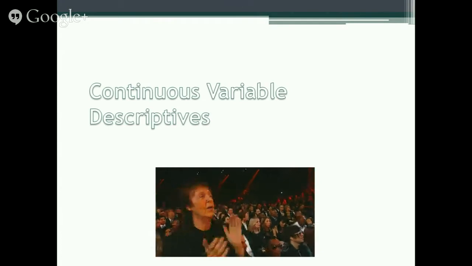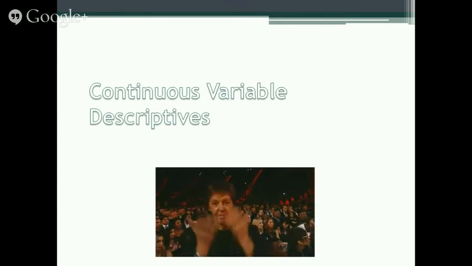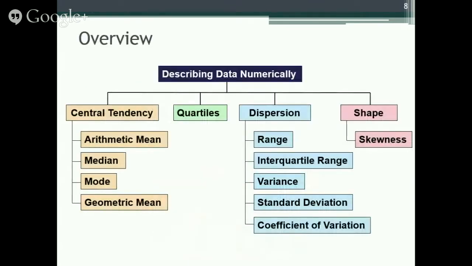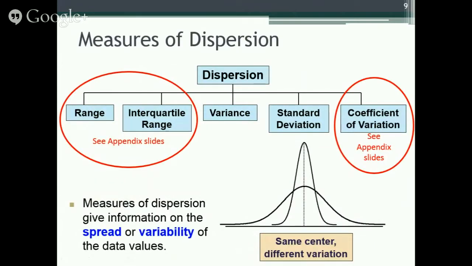Alright, now that we've talked about central tendency, what is around the middle of the data, we're going to move on towards dispersion. We can talk about quartiles, we can talk about shape. We did talk a little bit about shape in that chart. There are a couple of different measures of dispersion. The range and the interquartile range are essentially the maximum minus the minimum, so how far the data spreads. We're not going to spend too much time on the coefficient of variation. In fact, it's in the appendix slides.